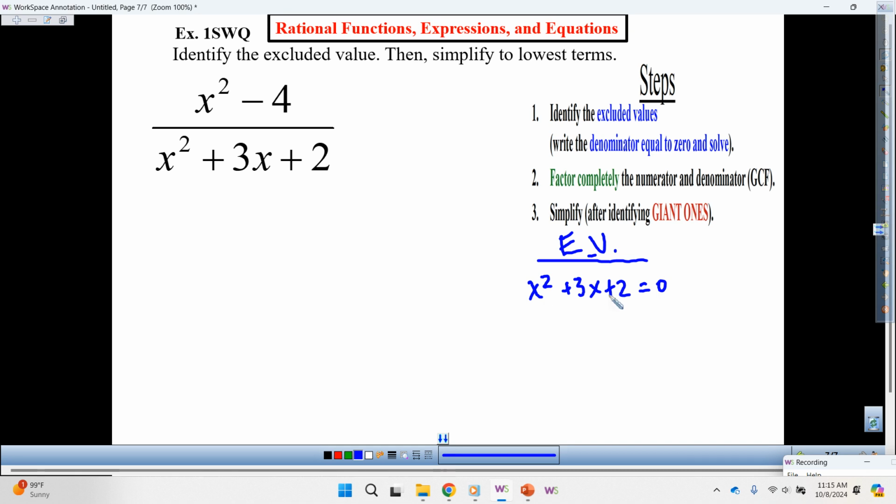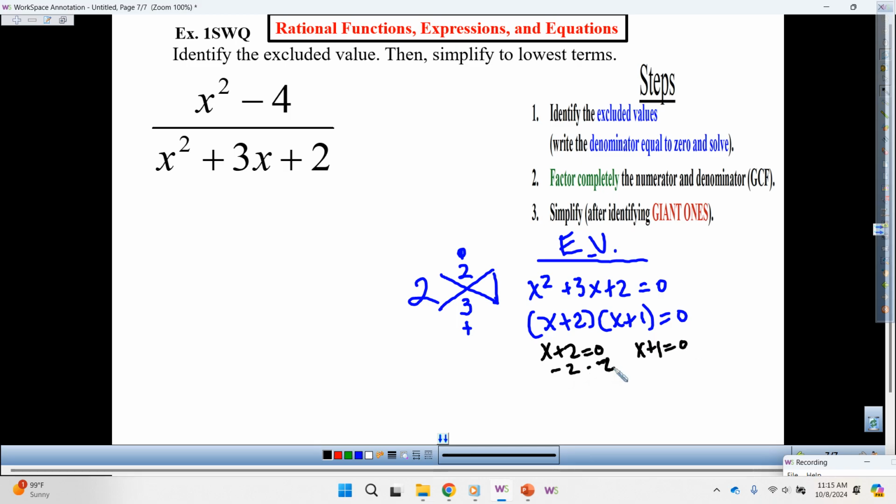Do these look familiar? Yes, Mr. Q. What do I do next? What factors of 2 add up to 3, everyone? What? 2 times 1, yeah? So that means my factors are x plus 2, x plus 1, and all that equal to 0. Then, set each of these equal to 0 and solve. Set x plus 2 equal to 0, x plus 1 equal to 0, minus 2 minus 2, x equals negative 2, minus 1 minus 1, x equals negative 1, and my solution or my excluded value is negative 2 and negative 1.